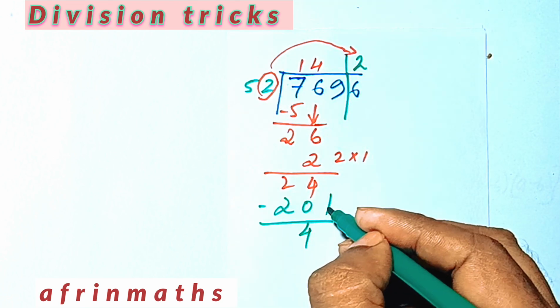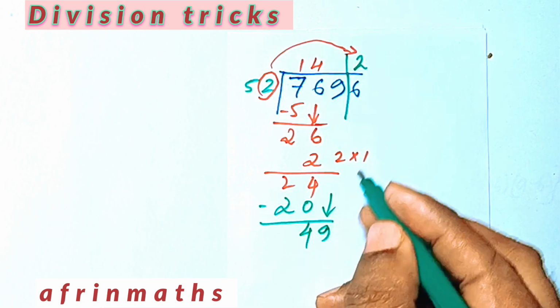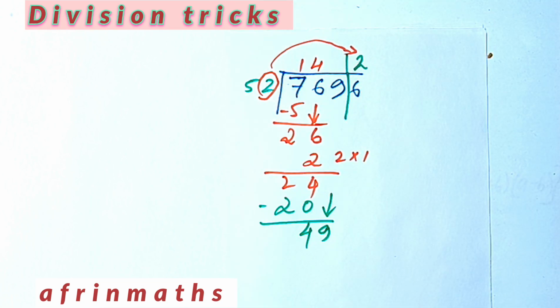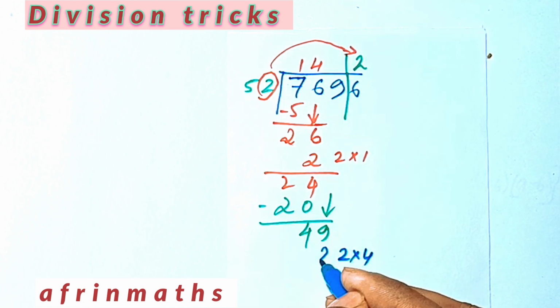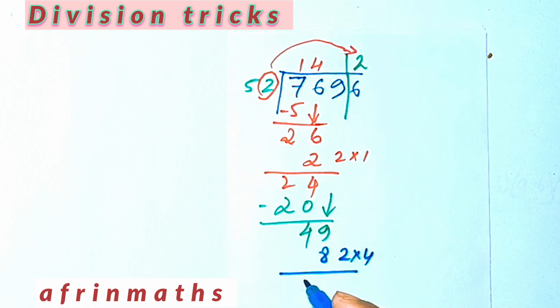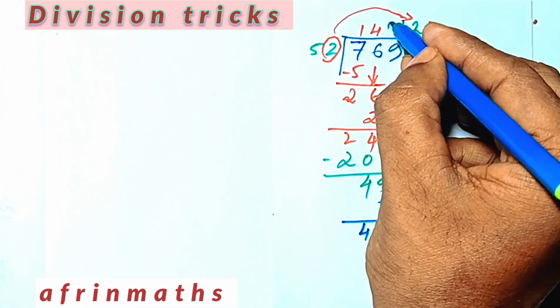9 comes down. When a number comes down, we have to multiply and subtract. So 2 4s are 8. 2 into 4, 8. After subtraction, we get 41. So we'll divide it by 5. 5 8s are 40.